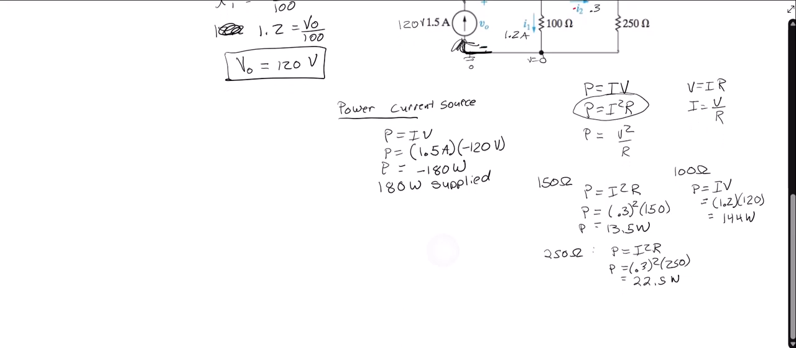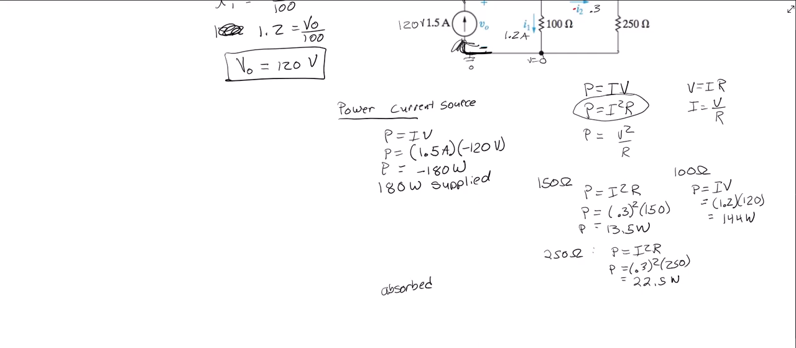Now, if everything worked as we expected, then the power absorbed should equal the power supplied. That would be 13.5 watts plus 144 watts plus 22.5 watts, and I'm pretty sure that equals 180 watts. And so, good, it worked. We probably did all of our math correctly.